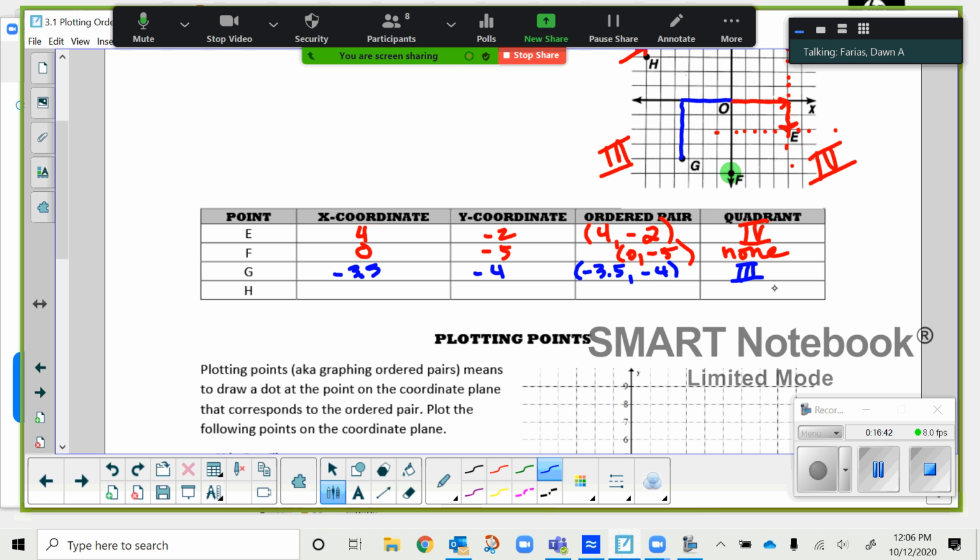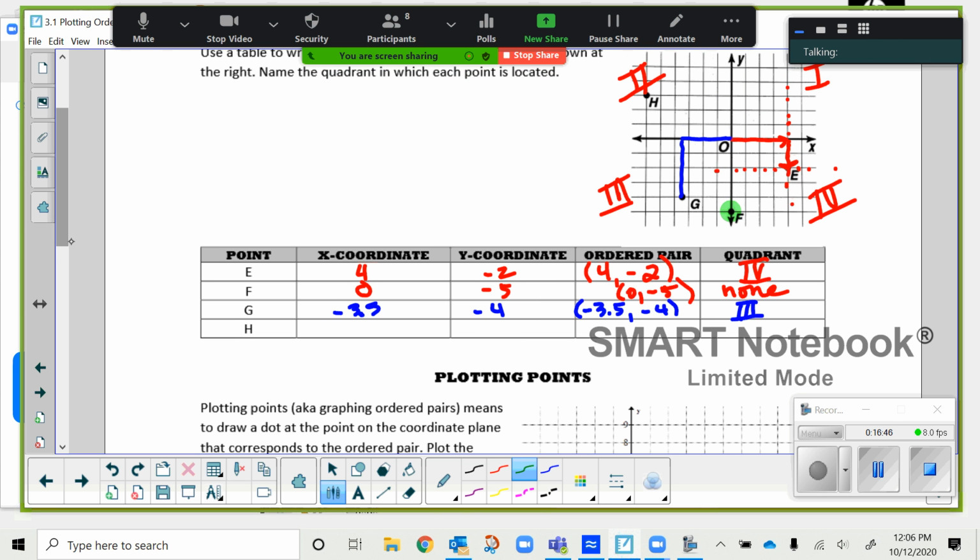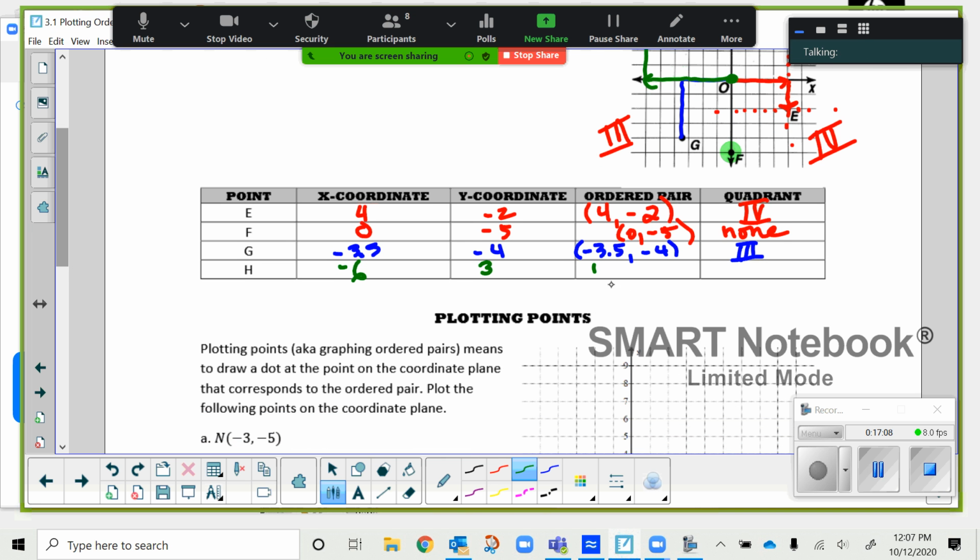And then for the last one, the H. So to get to H, starting at 0, we have to go left first. So it's 1, 2, 3, 4, 5, 6 places to the left. To the left is negative direction from 0. And then it's up 1, 2, 3. And when we go up, that's positive value. So -6, 3. And you probably have that's in the second.